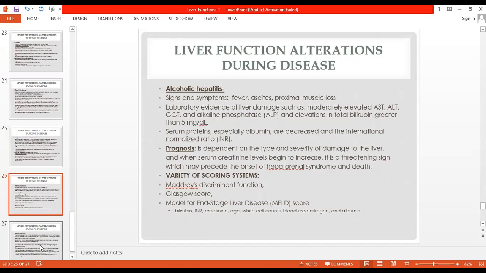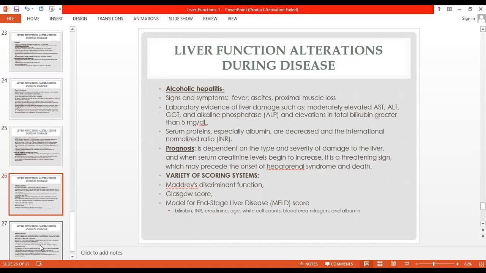Next is alcoholic hepatitis. Alcoholic hepatitis presents with common signs and symptoms including fever, ascites, proximal muscle loss, and more laboratory evidence of liver damage, such as moderately elevated AST, ALT, GGT, and alkaline phosphatase, and an elevation in total bilirubin greater than 5 mg per dL.